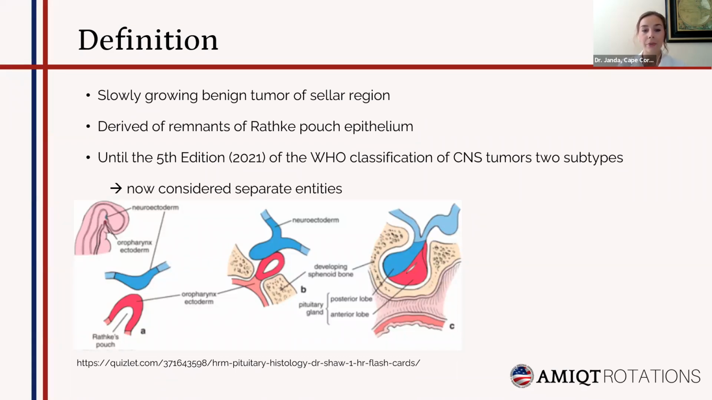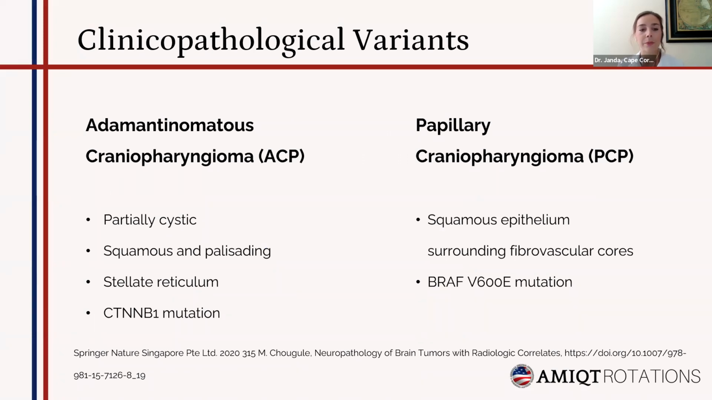And until last year, the WHO classification of CNS tumors recognized two subtypes of craniopharyngiomas. But since there was increased molecular evidence, which I'll explain later, these are now considered two separate entities. I will still go over both in comparison to give you a thorough overview. Okay, at this point, I want to give you a quick overview of the two variants. I will give you a quick summary, but I will go into detail later on.